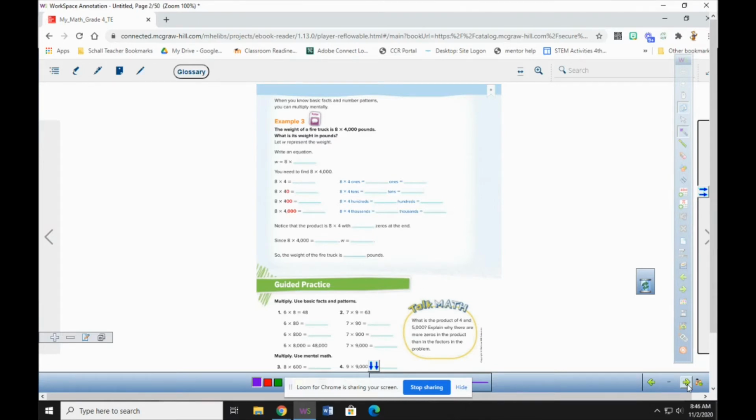So example 3, the weight of a fire truck is 8 times 4,000 pounds. What is the weight in pounds? So here they're going to have us do an equation. Let W represent the weight. Write an equation. W equals 8 times 4,000. Then we're going to start with our simple math fact. 8 times 4. 8 times 4 is 32.